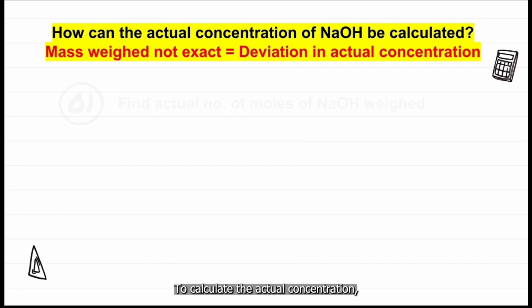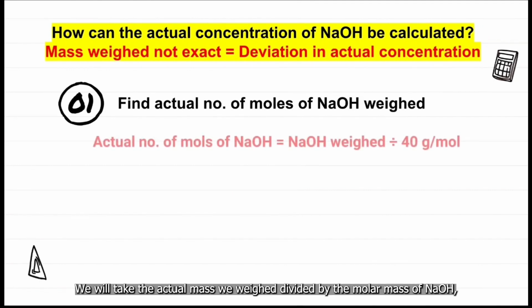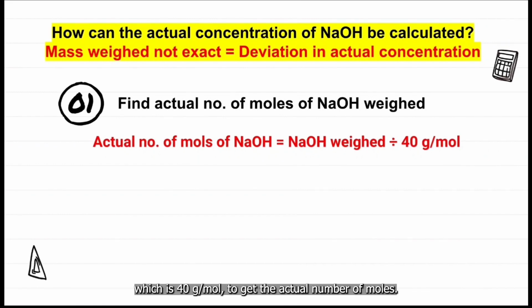To calculate the actual concentration, we need to calculate the actual number of moles of sodium hydroxide we weighed first. We will take the actual mass we weighed divided by the molar mass of sodium hydroxide, which is 40 grams per mole, to get the actual number of moles.